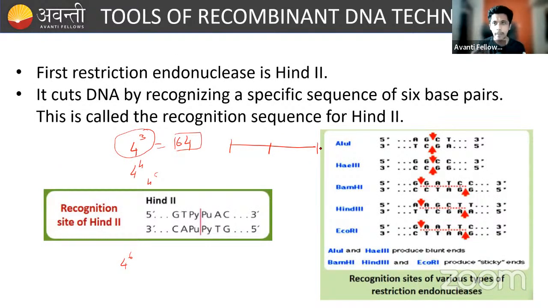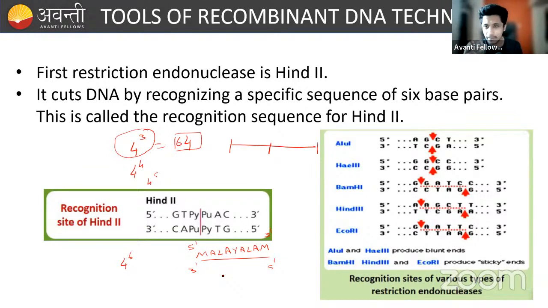One more important aspect is what type of recognition sequence these restriction enzymes have. We call them palindromic sequences. The most common example given in your textbook is Malayalam. We read 5 prime to 3 prime, and we also read from 3 prime to 5 prime, so the spelling is the same from both ends.